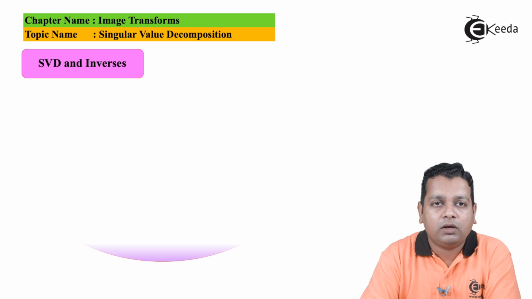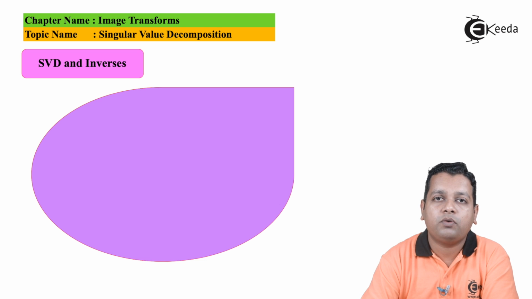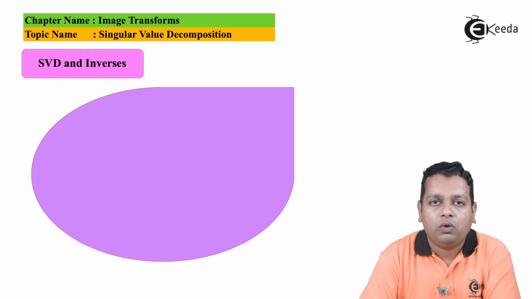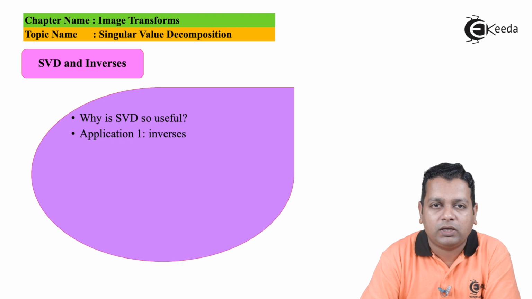Now we shall talk about SVD and inverses. As we know, the singular value decomposition of an input matrix is in terms of three matrices. So what are the advantages offered while working with the inverses of matrices? This is the reason why SVD is so useful: the results can be obtained with the help of the inverses of these matrices. So this is application number 1.